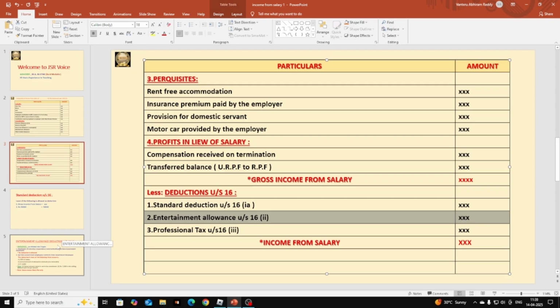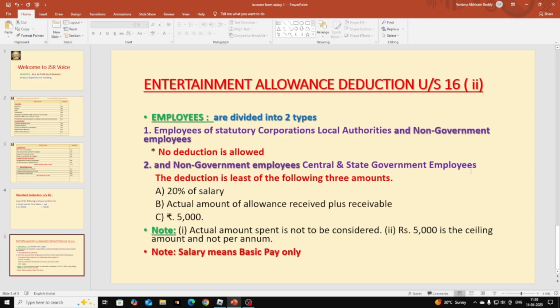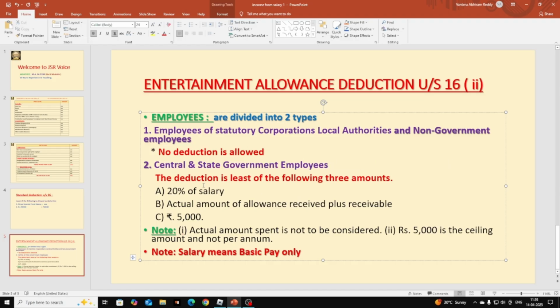Next, suppose he is a government employee. If he is a central or state government employee, do we allow deduction or not? Yes, we allow deduction. So what is the deduction amount? The deduction is the least of the following 3 amounts. So the least of the 3 will be taken as the deduction.